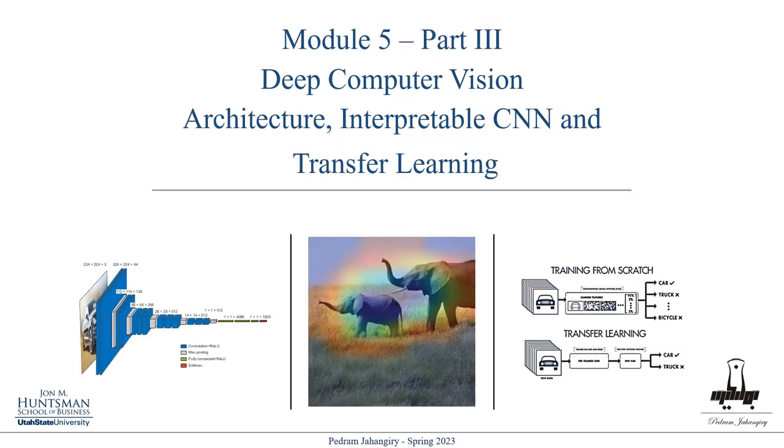In this part, Part 3, we're going to talk about more advanced architectures. Basically, we're going to discuss the steps and best practices to put together a decent architecture. Then we're going to talk about interpretable CNNs, and finally we're going to wrap up this section by talking about an important concept called transfer learning. Now, without further ado, let's jump into it.